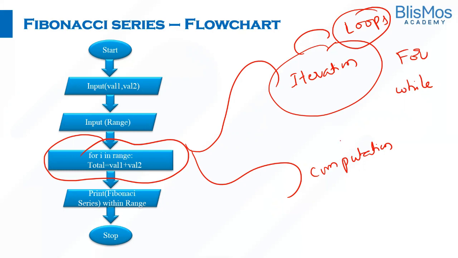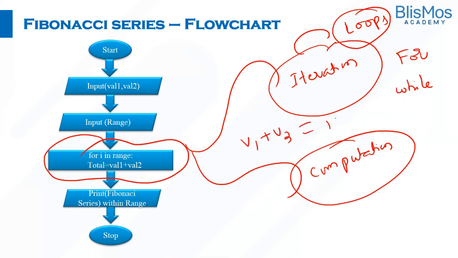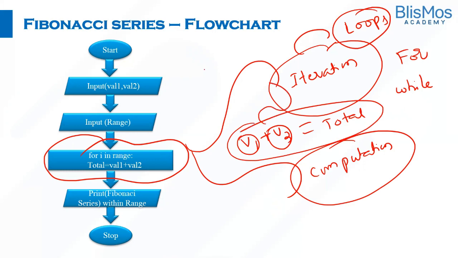Then we need a computation also. What kind of a computation? Very simple computation. All I have to do is add the previous two numbers, right? I'll say v1 plus v2 is equal to total, right? So these are the two numbers. I need to iterate adding these two numbers until the range which is specified by a user. Let us see this in action.